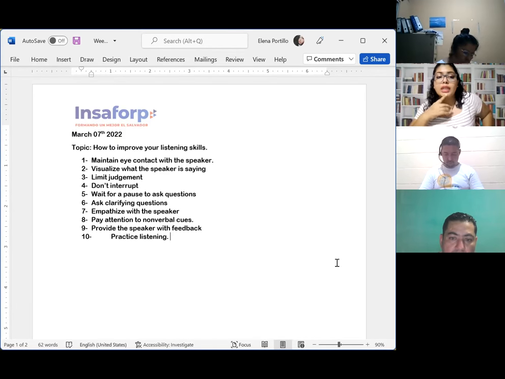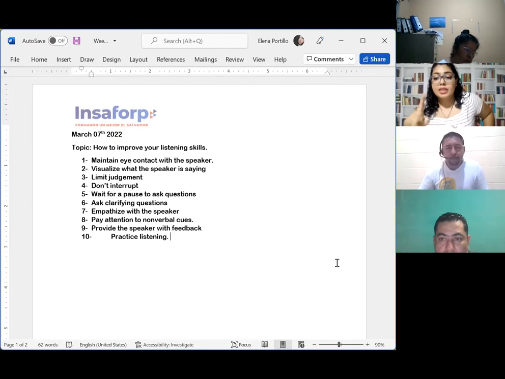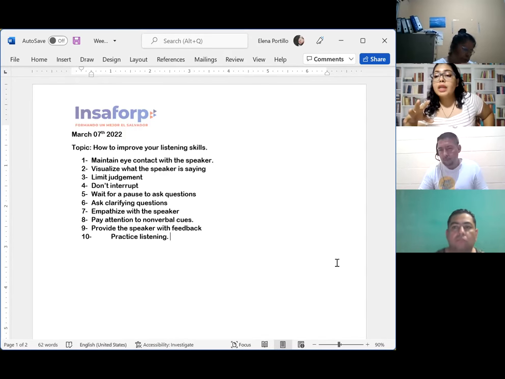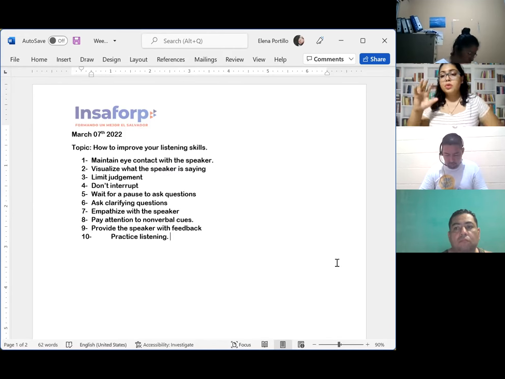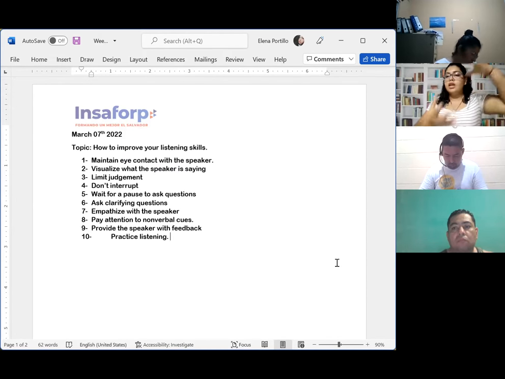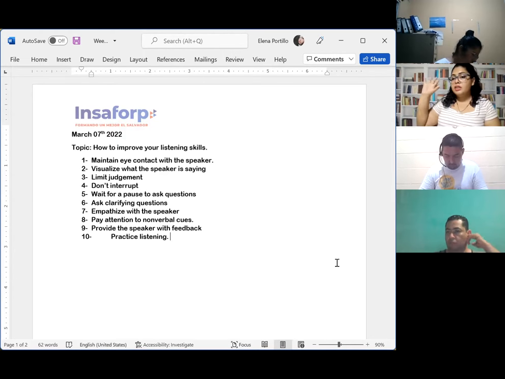En el número dos, dice que tenemos que visualizar lo que el speaker o lo que la persona que habla está diciendo. In this case, we can create maps, mental maps. Podemos crear mapas mentales. That's very, very useful in that case. Es bastante, lo podemos utilizar mucho y nos va a ayudar mucho porque tenemos la información completa, and we create something shorter. Vamos a cortar, vamos a crear algo más pequeño ya con las ideas centralizadas de qué es lo que la otra persona está diciendo.